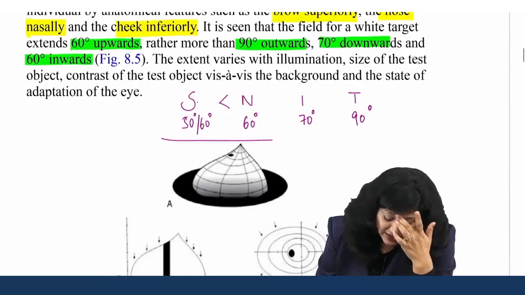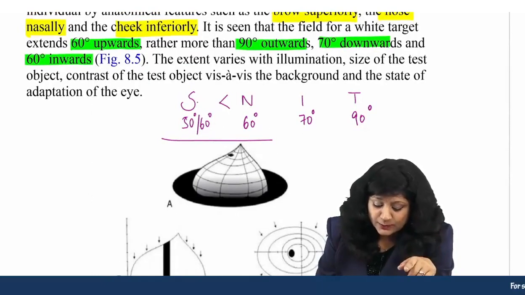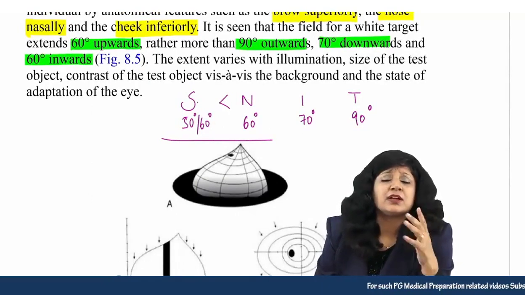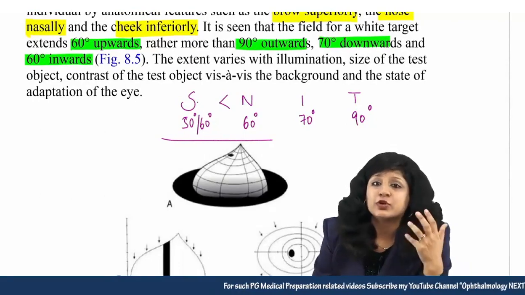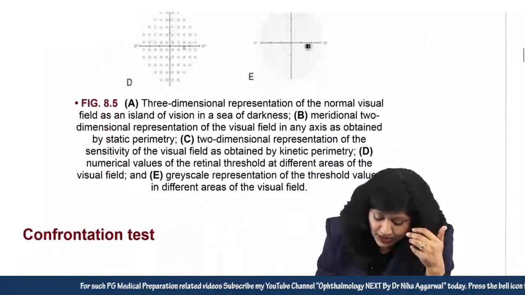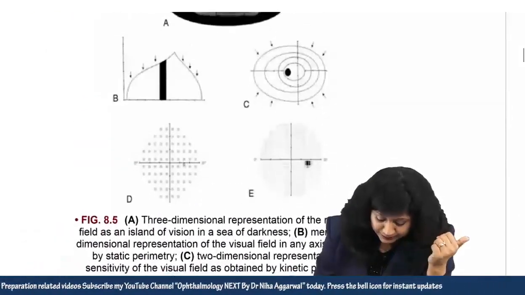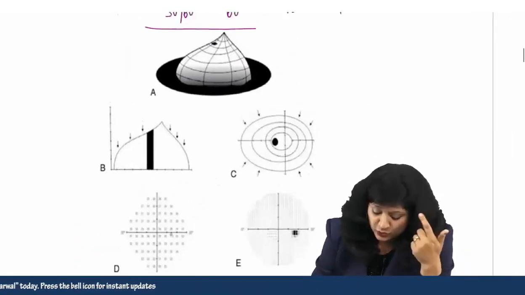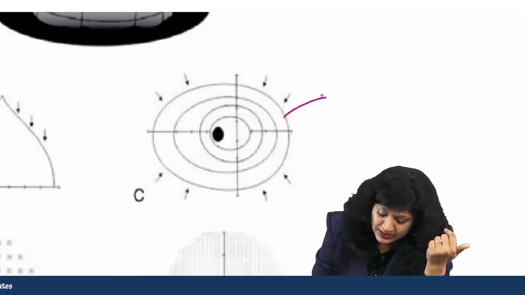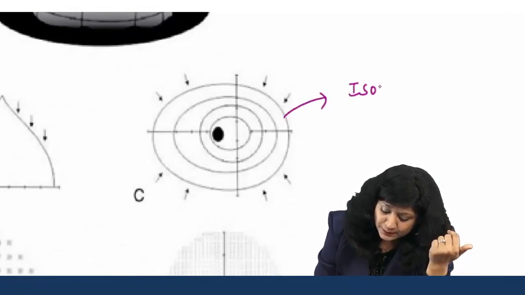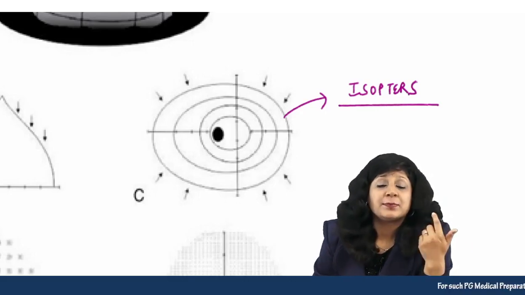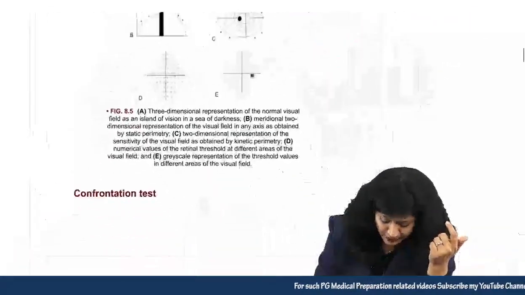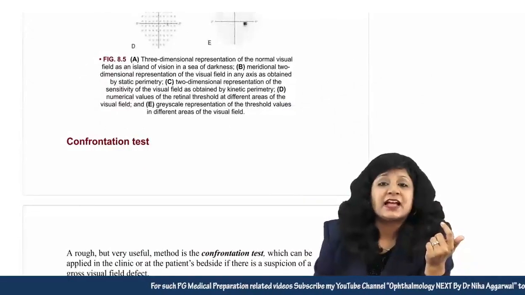The extent varies with illumination, the size of the test object, the contrast, and the background. There are so many things which actually decide your visual field. Now this is the three-dimensional representation of the visual field, what you call the isopters of vision. All right, now let us see the confrontation test.